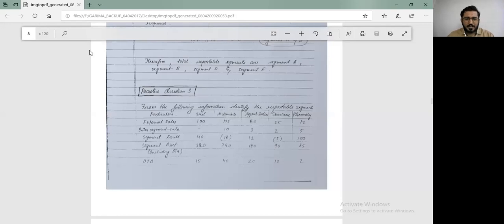Let's continue with practice question 3.